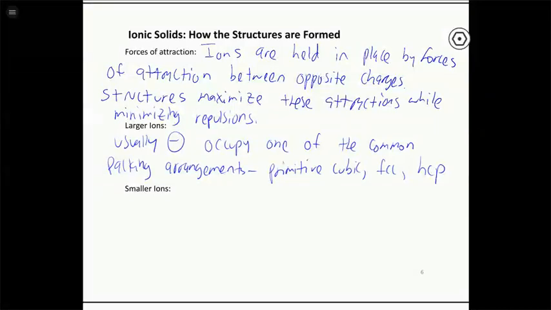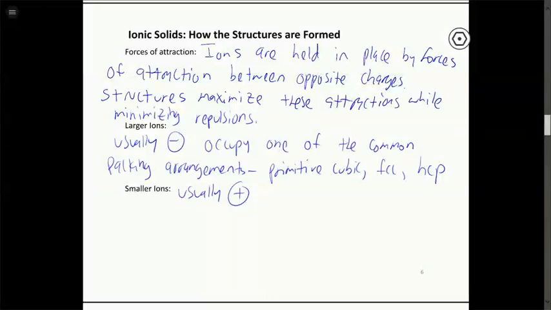And then the positive charges, the smaller ions, which are usually the positive ones, are going to occupy holes in the structure. As we discussed with all of these structures, none of them have 100% packing efficiency. There's always some empty space in there that's not filled by the ions or the atoms. So that empty space is going to be filled by the ions of the opposite charge. All right, so those smaller ions are going to occupy holes in the structure.